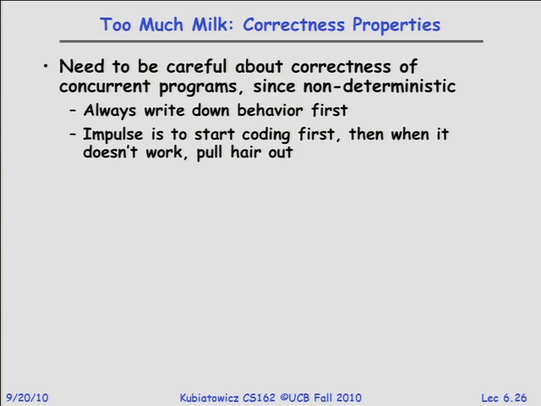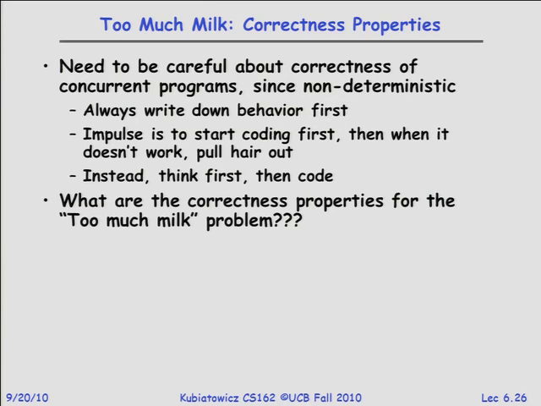Very good. So what are the correctness properties for the milk example here? Never more than one person buys the milk. And someone always buys it if you need milk. These seem like important correctness properties. And we're going to restrict ourselves to only atomic load and store operations as our building blocks.